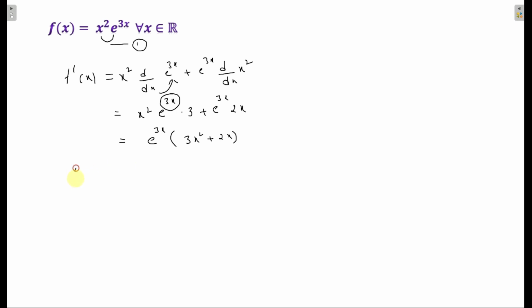Now first step, f dash x must be equal to 0 to find the local extrema values. This is equal to e power 3x into 3x square plus 2x. This must be equal to 0, since e power 3x is not equal to 0.